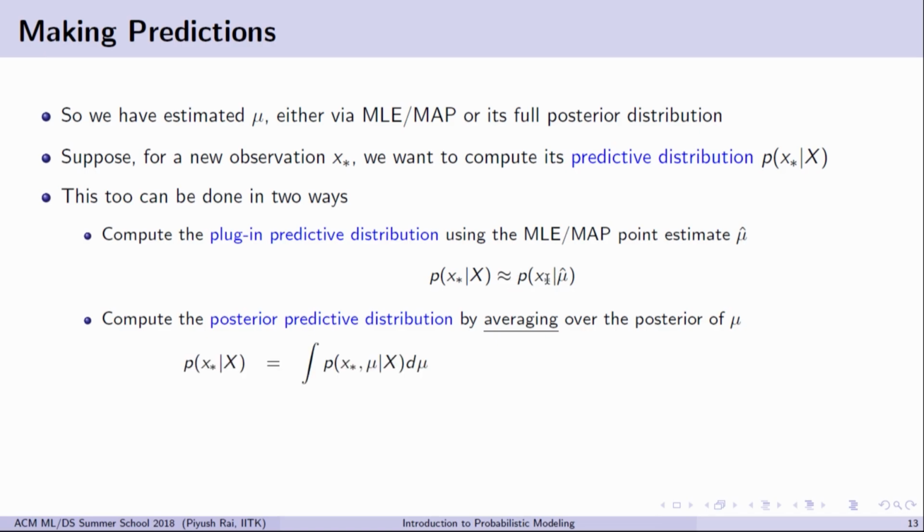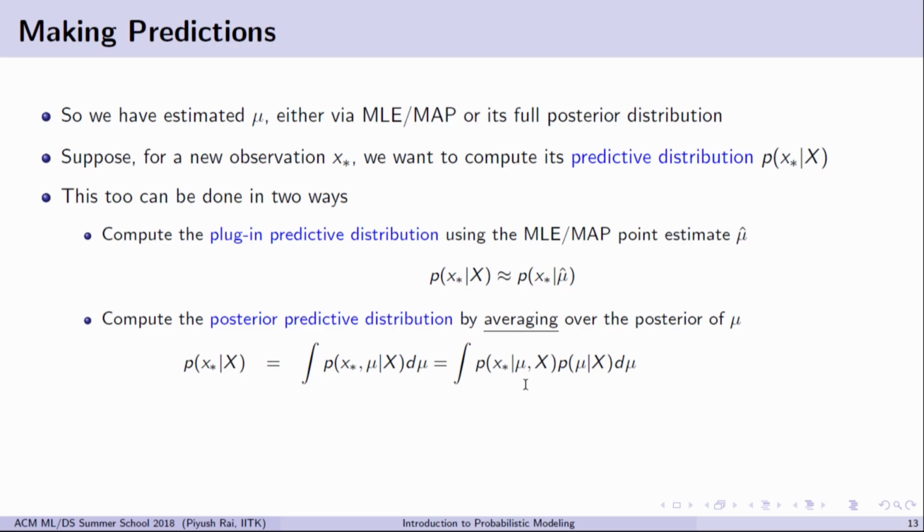By that, what I mean is that I can write P of x star given x as follows. This is a simple sum rule of probability. I can write this quantity as the joint distribution of x star comma mu with mu summed over. So this marginal distribution of x star is the marginalization, or summing over, of the joint distribution of x star and mu. And this joint distribution you can split using the chain rule as P of x star given mu times P of mu given x. So note this form.